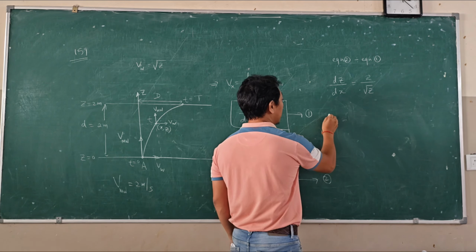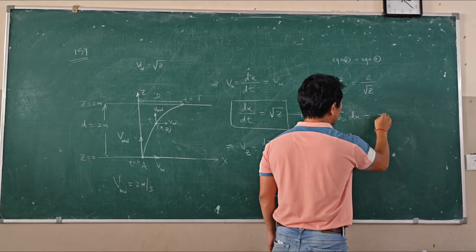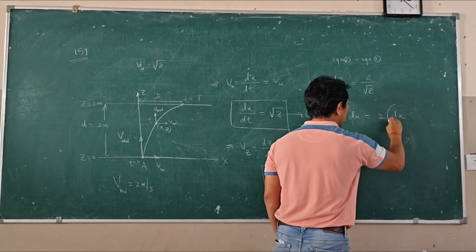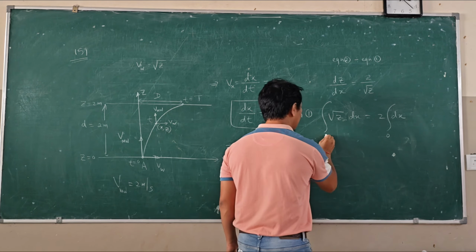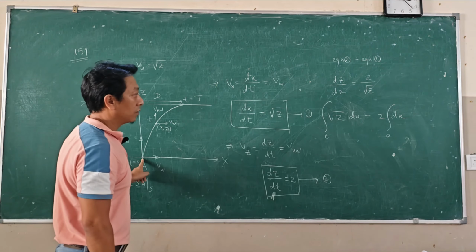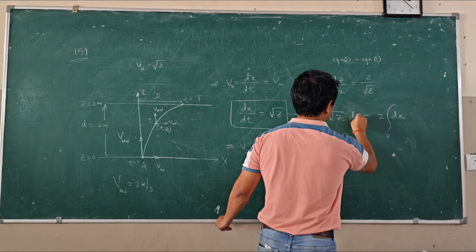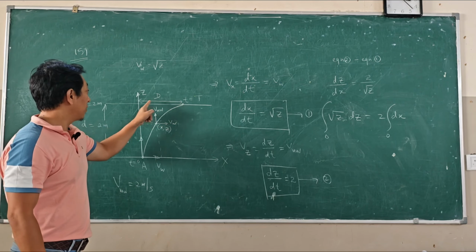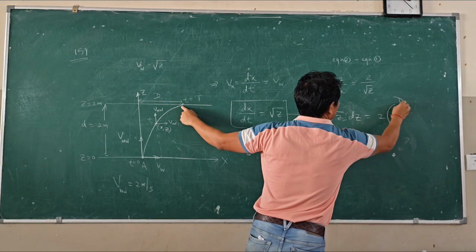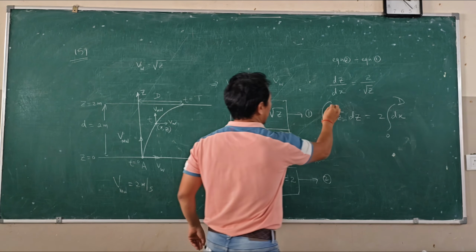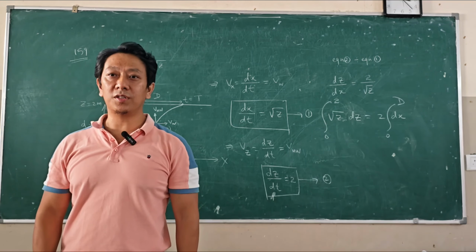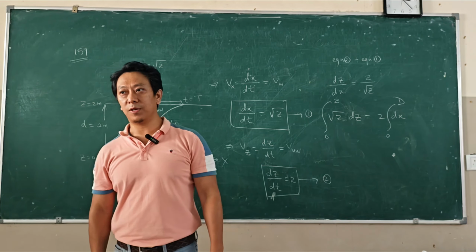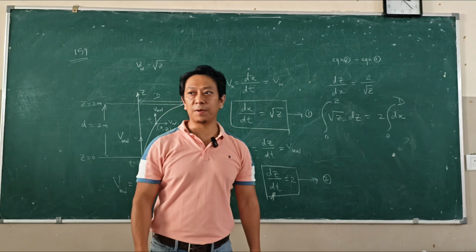So if you cross multiply, you will get root z dz is equals to 2 dx. Then integrate. When you started, x was 0, z was 0. When you reached here, x we want to calculate, and z became how much? 2. Correct? What is integration of root z? Z power half. Half plus 1 by half plus 1. Z power 3 by 2 by 3 by 2. Put upper limit 2 power 3 by 2 by 3 by 2. Yes or no? Lower limit is 0.